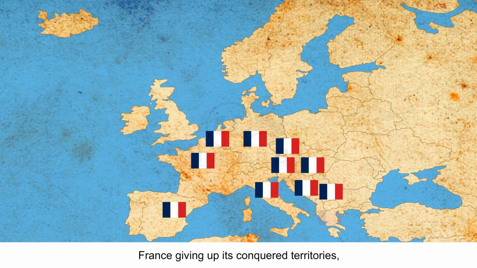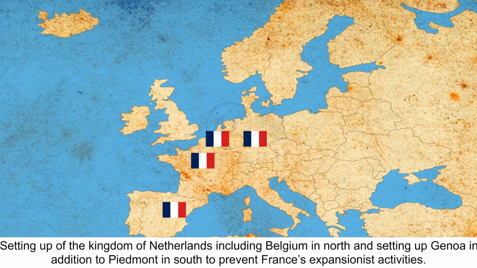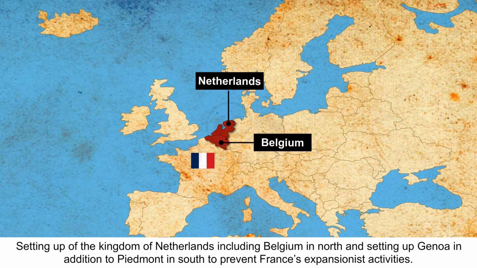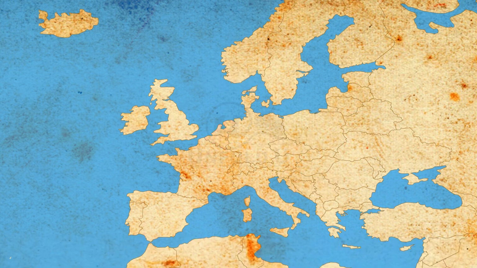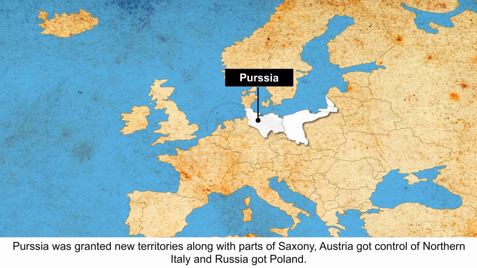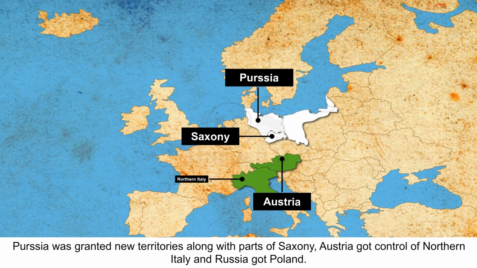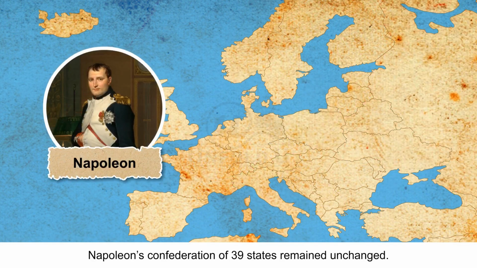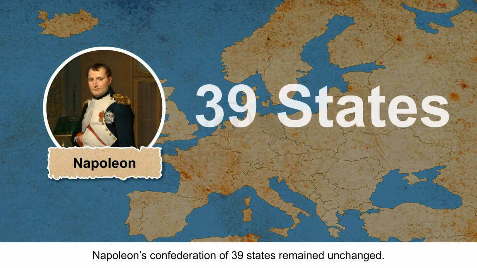France gave up its conquered territories, the Kingdom of the Netherlands, including Belgium, was set up in the north, and Genoa was added to Piedmont in the south to prevent France's expansionist activities. Prussia was granted new territories along with parts of Saxony, Austria got control of northern Italy, and Russia got Poland. Napoleon's confederation of 39 states remained unchanged.